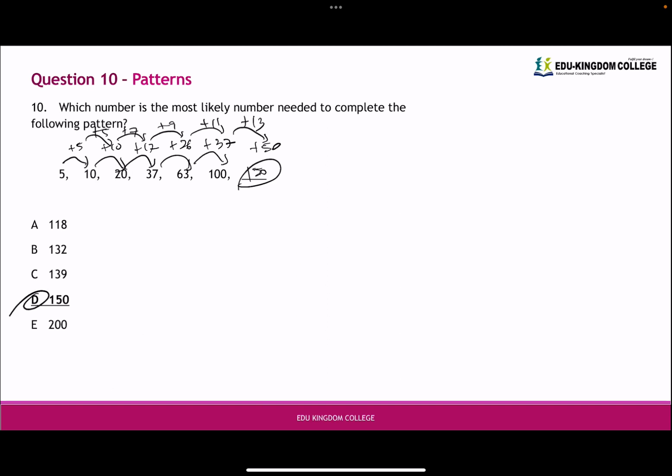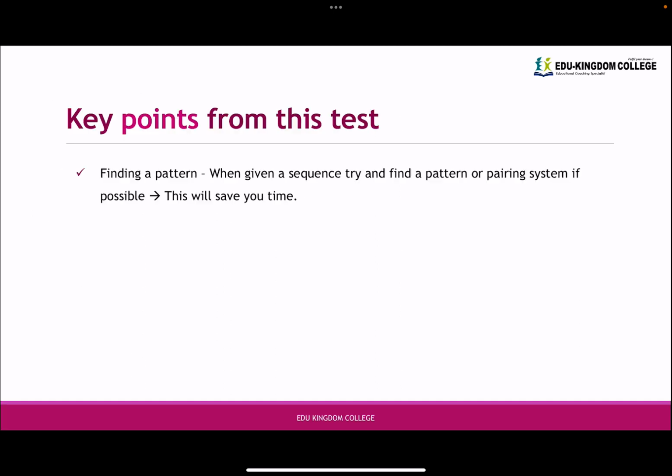Okay, so part D. Alright, so that pattern was a little bit convoluted because it was like a double layer pattern. But hopefully now that I've explained it, you kind of get it. Okay, so that brings us to the end of this video. The key point from this test was just finding a pattern. When you're given a sequence or a list of numbers, try and find a pattern or make a pairing system to make it more efficient for you over the period of the test so you don't waste a bunch of time. Otherwise, I hope the rest of that test was okay.